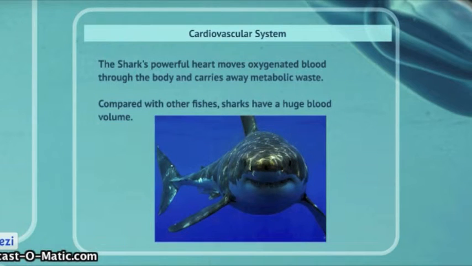Cardiovascular system. The shark's powerful heart moves oxygenated blood through the body and carries away metabolic waste. Compared with other fishes, sharks have a huge blood volume.